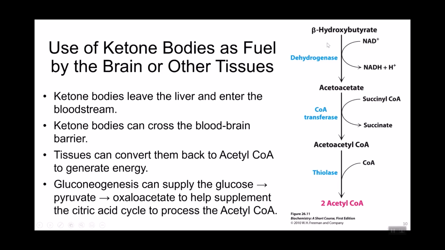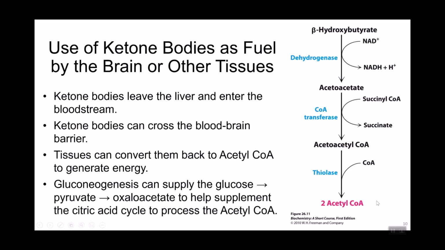Beta-hydroxybutyrate will be oxidized back to acetoacetate, and that will also make an NADH that can enter into the electron transport chain. And then we'll have 2 coenzyme A's that'll be used to recreate the 2 acetyl-CoAs, and you can see how this pathway is linked to the citric acid cycle. We actually use succinyl-CoA as a CoA donor. Each of these acetyl-CoAs can then enter into the citric acid cycle to make ATP.